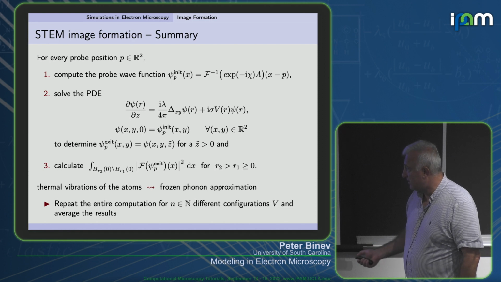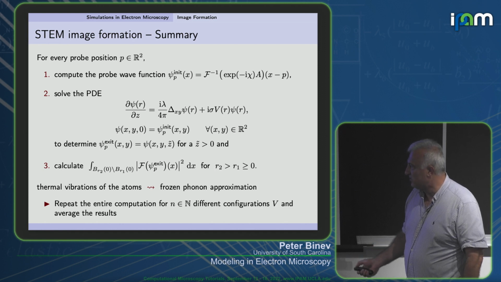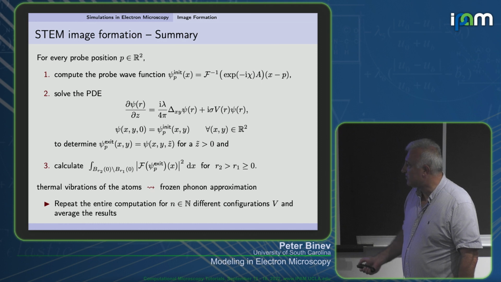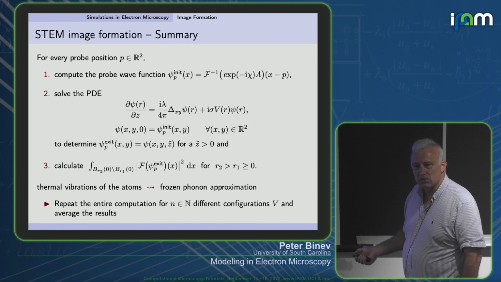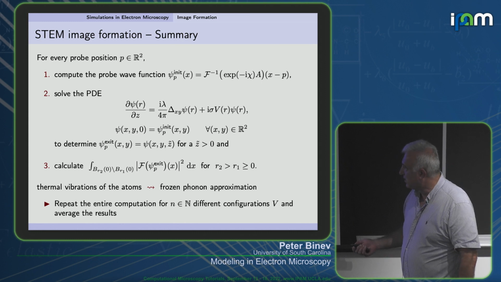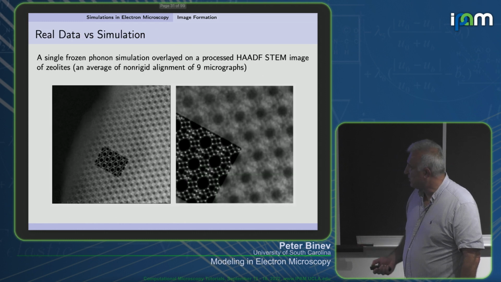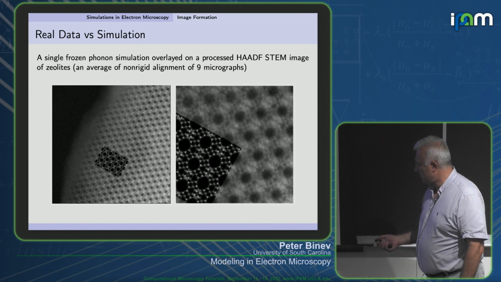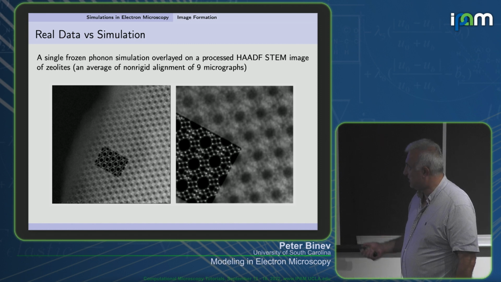And then the last thing, the thermal vibrations, the frozen phonon approximation, we have to repeat these computations all the time. So that means solving the equation has to be repeated not only for every position, but also at least 100 times for one. And I want to give you just an example.